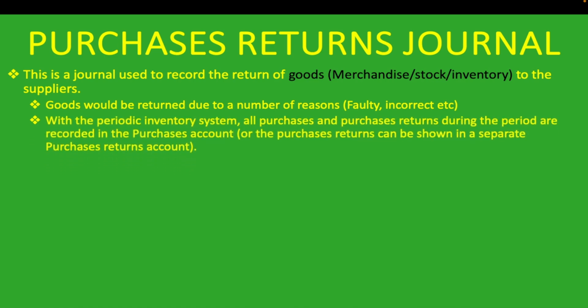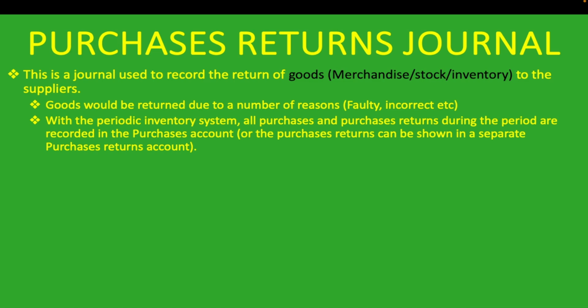However, there are a number of things, of course, you need to take note of. As I've just mentioned, goods may be returned if they are faulty or incorrect or whatever the case may be. But when you return goods to the supplier, specifically when you've bought from that supplier on credit, that is when you'd record that entry in this journal. All right. With the periodic inventory system, now here's where you need to understand the periodic versus the perpetual inventory system, but we'll get to that just now. With the periodic inventory system, all purchases and purchases returns during the period are recorded in the purchases account, or the purchases returns can be shown in a separate purchases returns account.